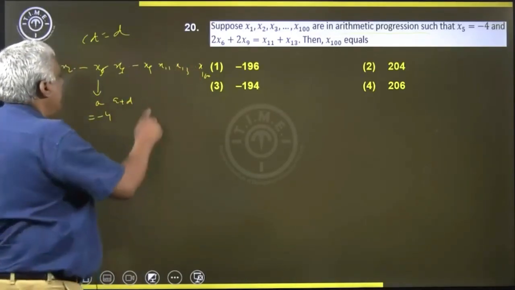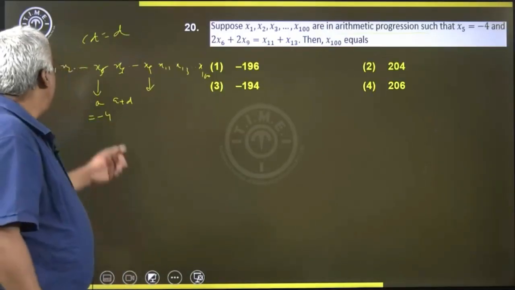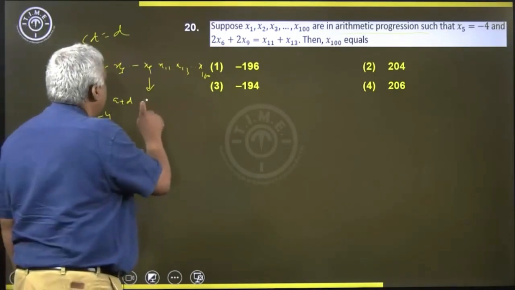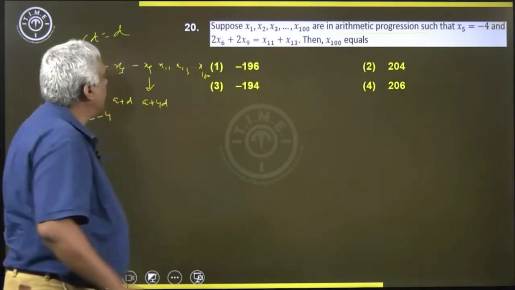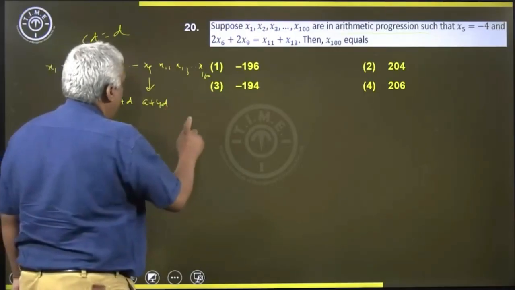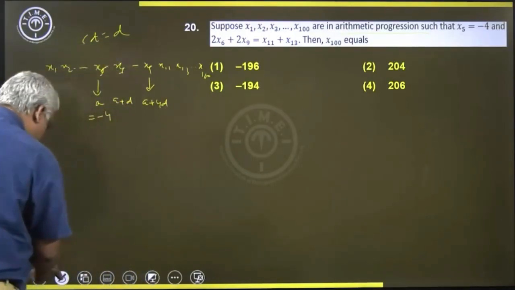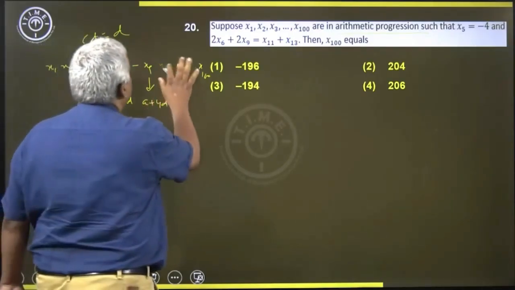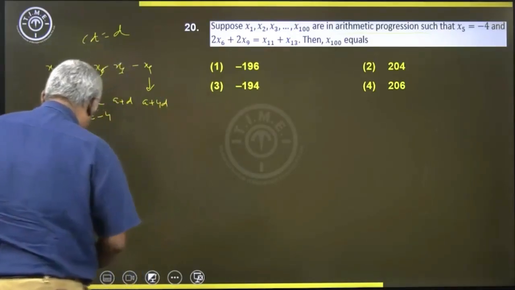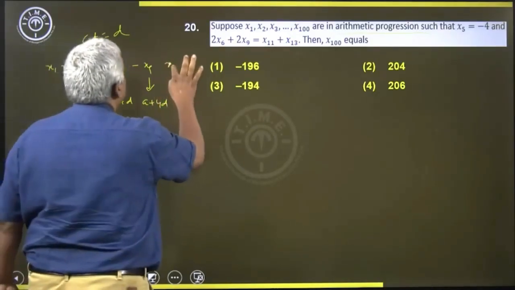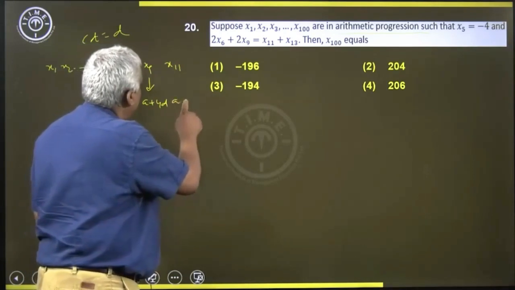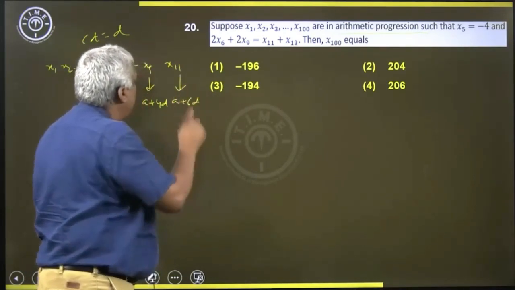What is the value of x9? Between x9 and x6 there will be a gap of 3 times the common difference, so plus 3D. So x9 will be A plus 4D, right? Then x11: there is a gap of 2D between 9 and 11, so add 2D, so it will be A plus 6D.